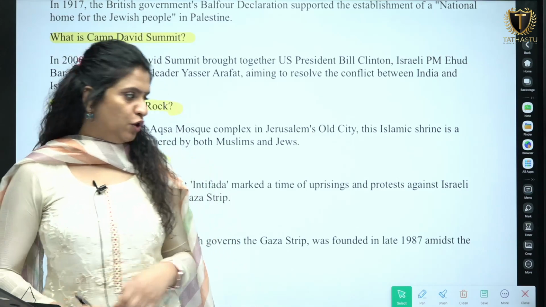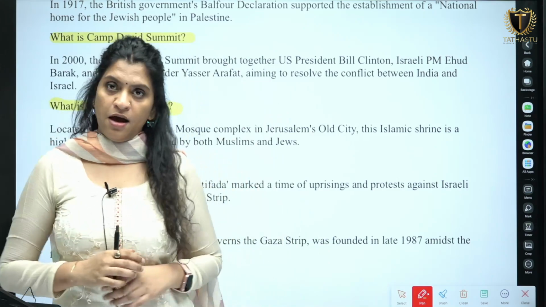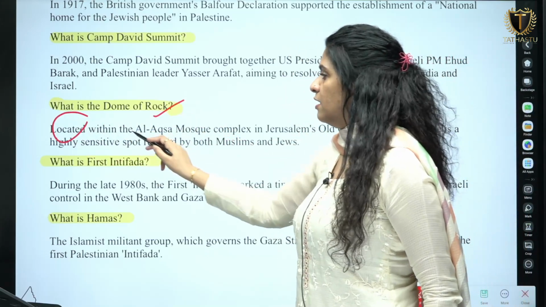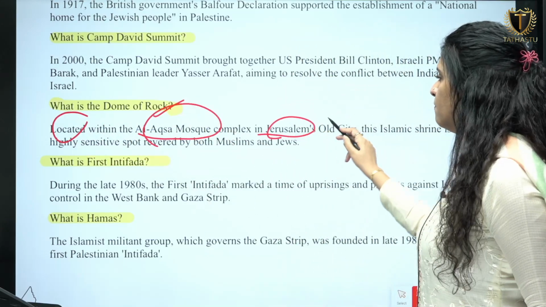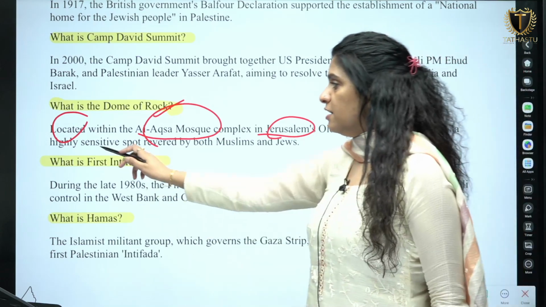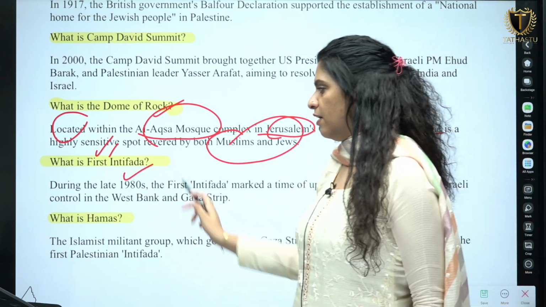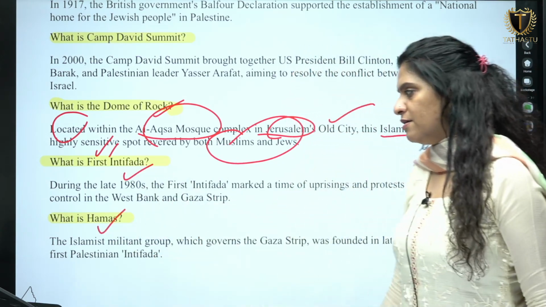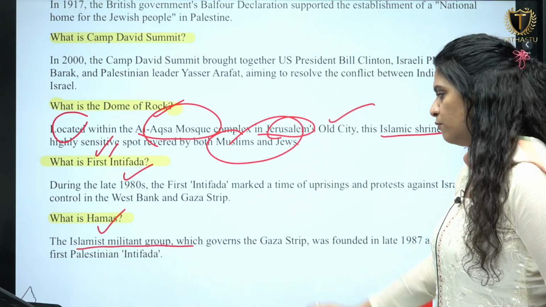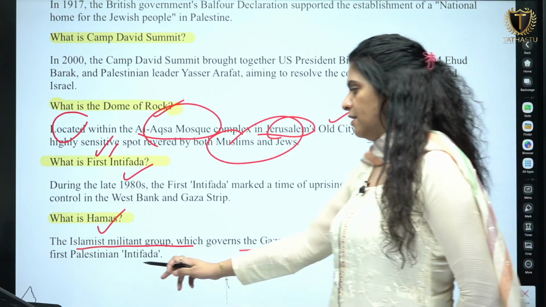UPSC asks this kind of question. Like once it asked where the Golan Heights are, now the Dome of the Rock can also be asked. You must know it's located within the Al-Aqsa Mosque complex in Jerusalem's Old City, and this is an Islamic shrine and a highly sensitive spot, revered by both Islam and Jews. So what is the First Intifada? We already looked at it. What is Hamas? That we have also understood: an Islamic Palestinian militant group which governs the Gaza Strip, founded in late 1987 amidst the first Palestinian Intifada.